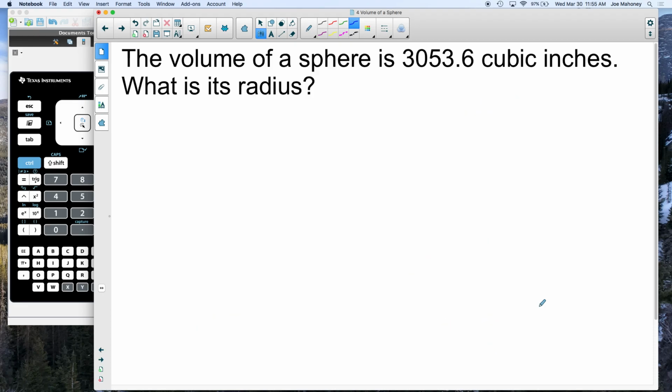Let's go the other way now. Let's find the radius of a sphere whose volume is 3053.6 cubic inches. Give it a shot. See what you can do.